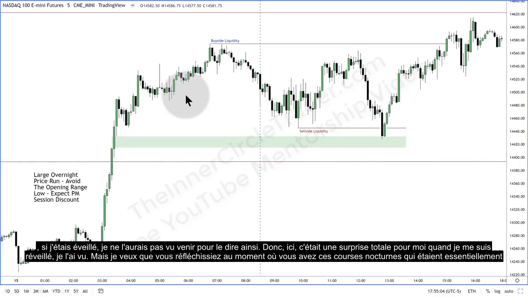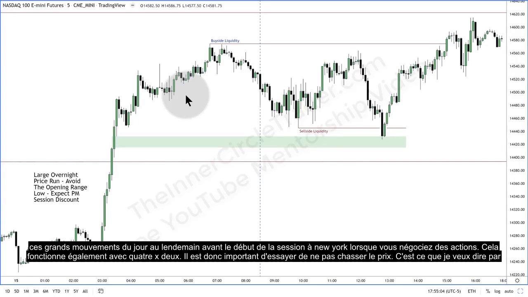But I want you to think about when you have these overnight runs, these big moves overnight before the session begins in New York. When you're trading equities, this also works with Forex too. So it's important trying not to chase price. This is what I mean by don't chase it.